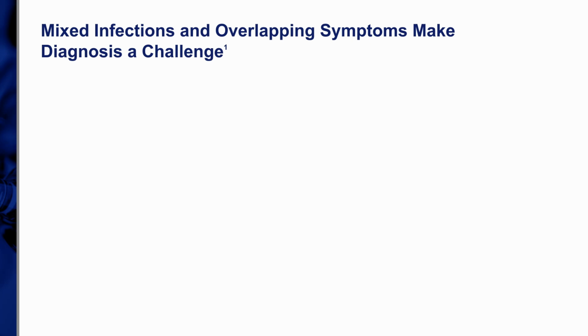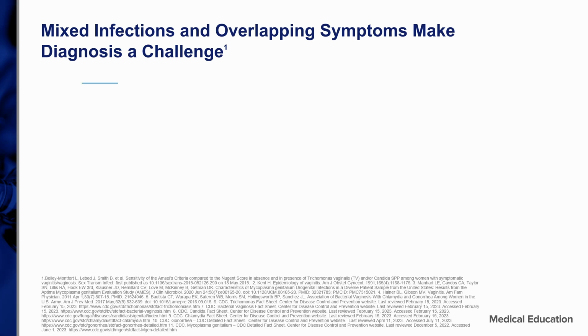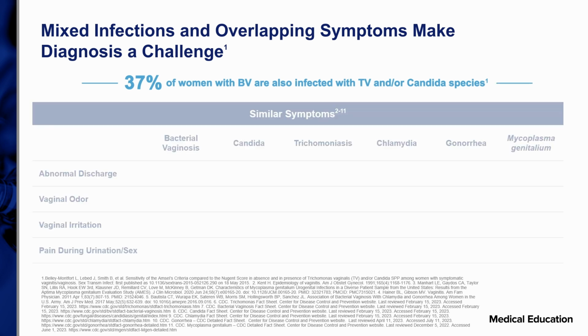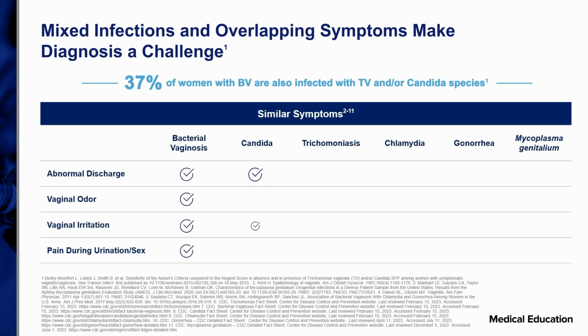This bag of mixed infections with very similar and overlapping symptoms creates a challenge for clinical diagnosis. In one study, at least 37% of women with bacterial vaginosis were also infected with either Trichomonas or Candida. Since each condition requires a different treatment regimen, it becomes highly important to diagnose these accurately for optimal patient management.